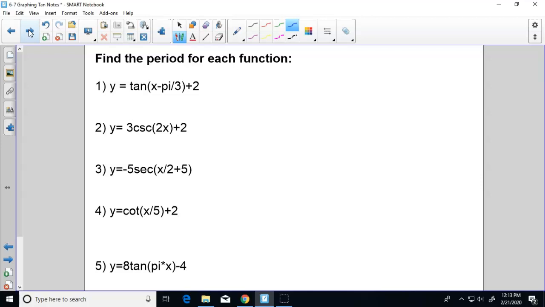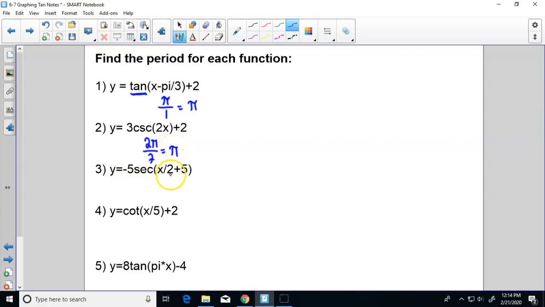And so for the period of each function, you are going to still look at that b value right here. However, when we're dealing with tangent, we are going to do pi divided by the number in front of our variable here. So in this case, there's nothing there. So the period of this function would just be pi. Cosecant, secant, those deal with sine and cosine, so you would say 2 pi over the b value here, which is 2, which would give you pi. For this one, you have a period of pi.